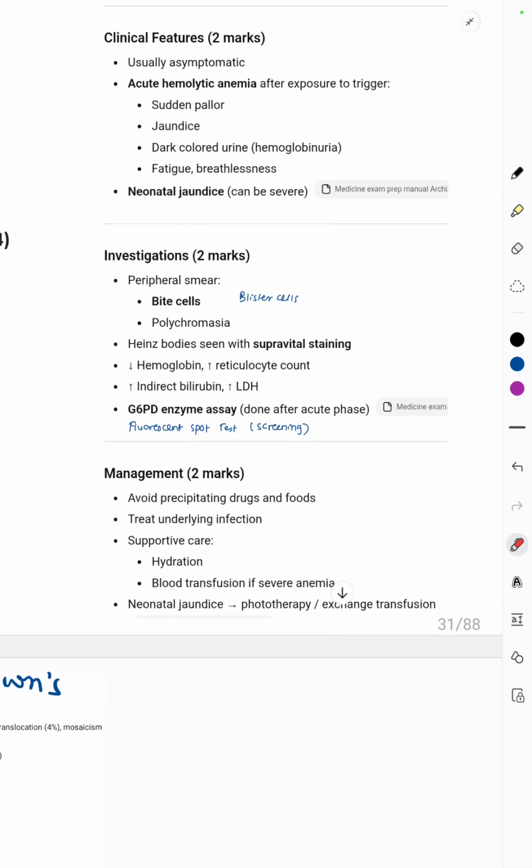Management is to avoid the precipitating factors like the drugs and foods, treat the underlying infection, and give blood transfusion if it is a case of severe anemia.